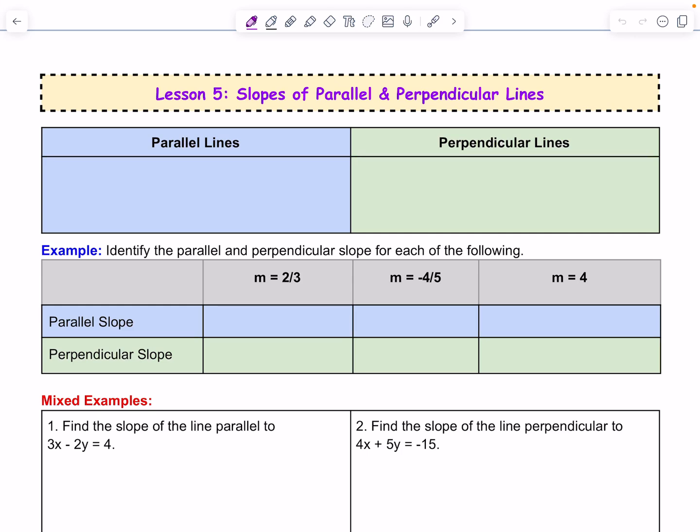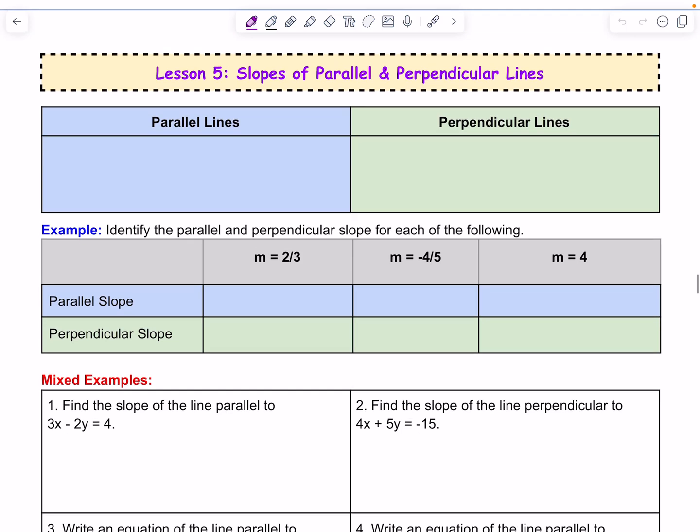In this video, we're going to take a look at slopes of parallel and perpendicular lines. So first, let's write out: parallel lines have a slope that is the same as the other line. So they have the same slope. And they look like they will never touch, because they won't ever touch. They're running side by side, kind of like railroad tracks, and they have the same slope.